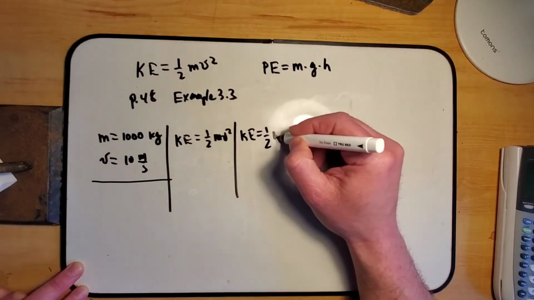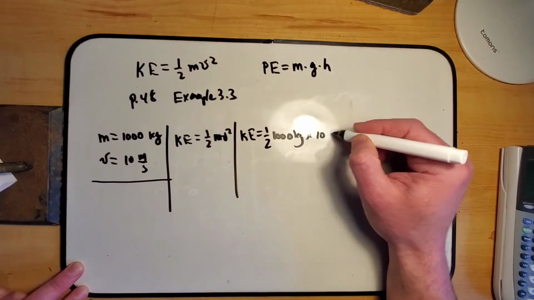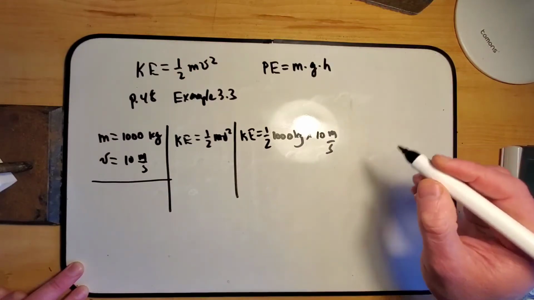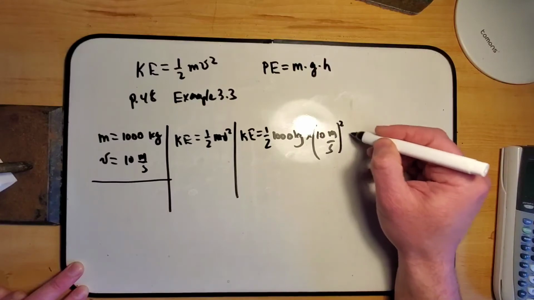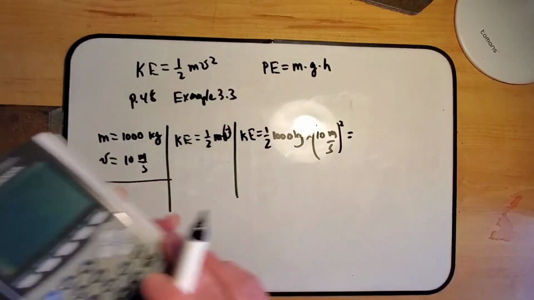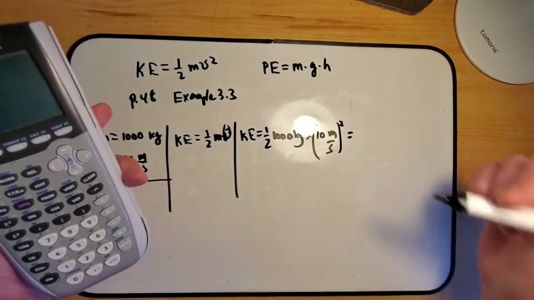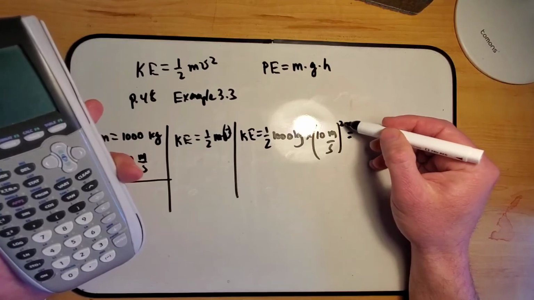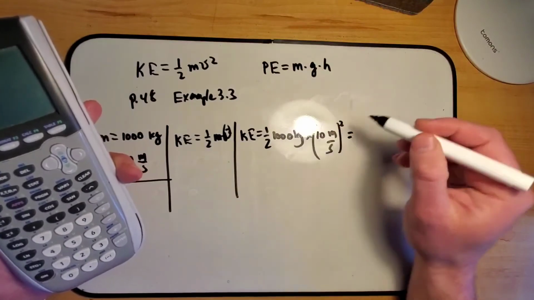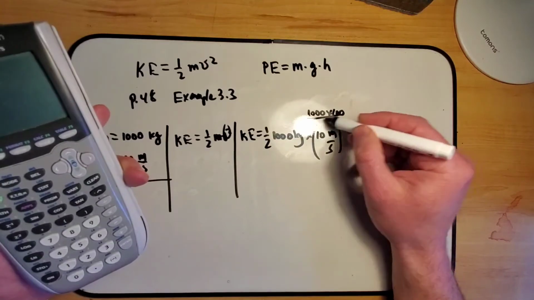So the mass is 1,000 kilograms multiplied by 10 meters per second, and of course don't forget to square that because of this square in here. All right, so let me just do the calculations. I really don't have to use my calculator here because 10 to the power of 2 is 100. 100 times 1,000. So you've got 1,000 times 100 here divided by 2.